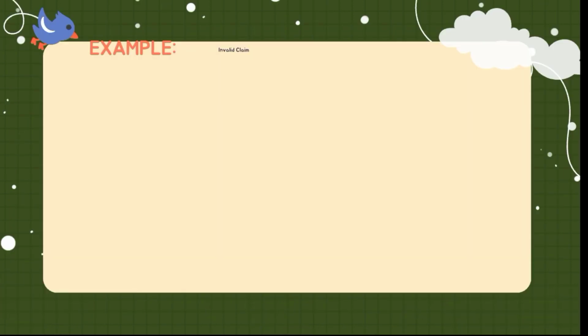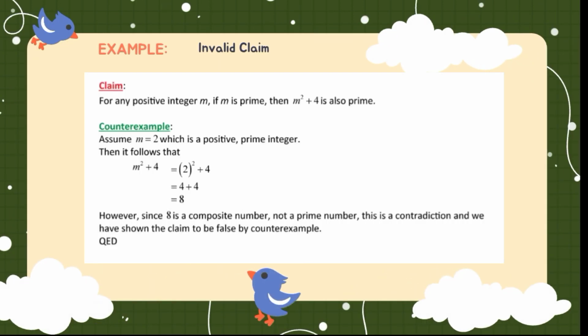So next is the invalid claim. For any positive integer m, if m is prime, then m squared plus 4 is also prime. We can disprove this by using a counterexample. Since it is invalid, we will show that it is false.